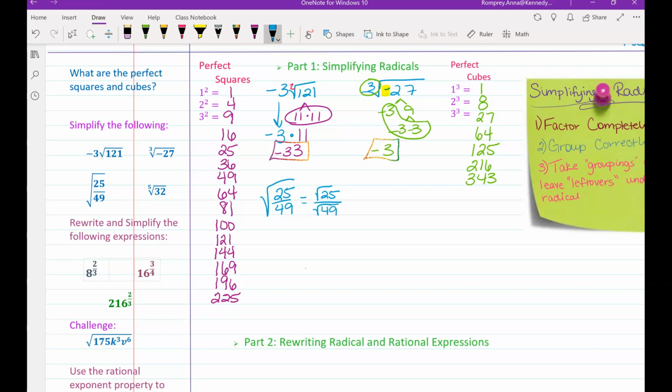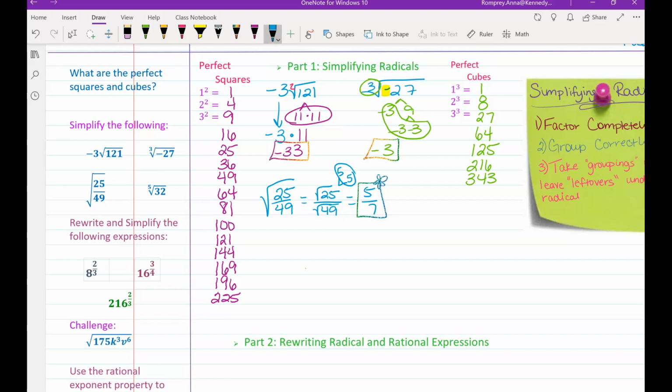Now again, what's the square root of 25? What times what equals 25? 5. What times what equals 49? 7. If you didn't remember, you would simply break down 25 into 5 and 5, so you got a pair of 5s, so it's 5. Same thing with 49. 7 and 7, you'd have a pair of 7s. So, 5/7. Cool.